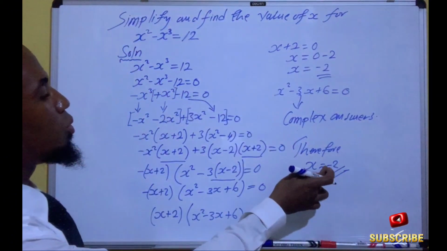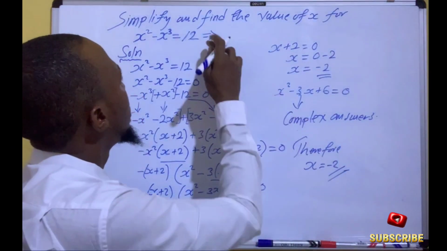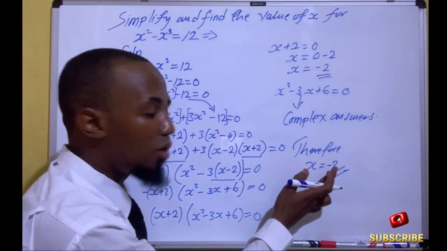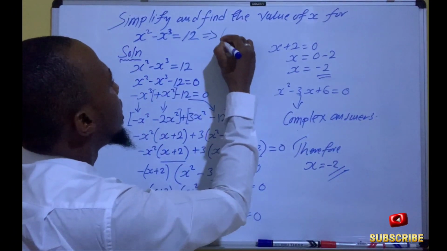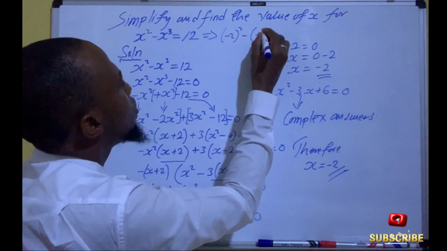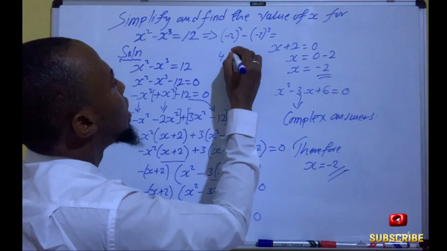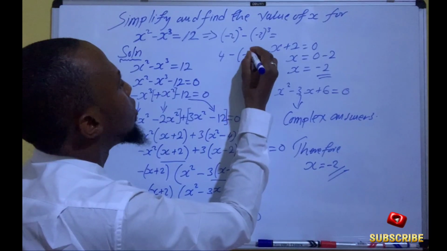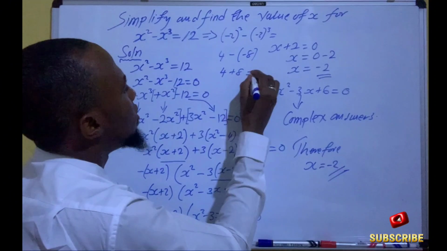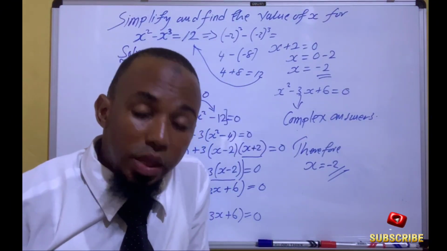To prove this, if you put this minus 2 in here, that is going to give us this 12. Anywhere you see x, you replace it with minus 2. Now that is going to be minus 2 squared minus minus 2 to the power 3, which gives you 4 minus minus 8. This is 4 plus 8, and it equals 12. That is our answer.